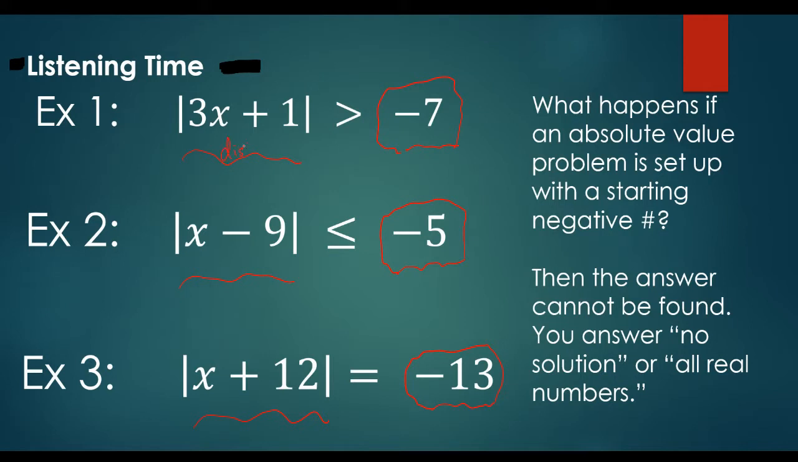This represents that distance from a number line. It can never be set up to be a negative distance. That's another way to remember that those absolute value bars represent a distance, and there's no way that a distance could be starting out at a negative number. Okay, and your answer then would be no solution.